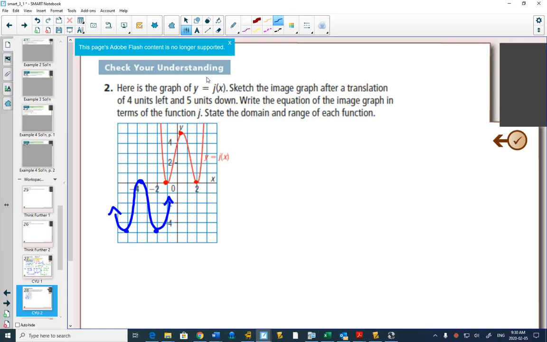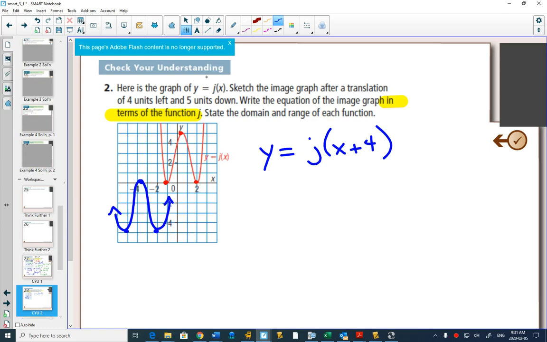I want to write an equation, y equals, and then on the right-hand side of that equation, I need it in terms of the function j. So I have to think, well, I'm going to have the function j. Did I have any movements left and right? Because that happens inside the function. Yes, I moved 4 to the left. That shows up as x plus 4 inside my equation.